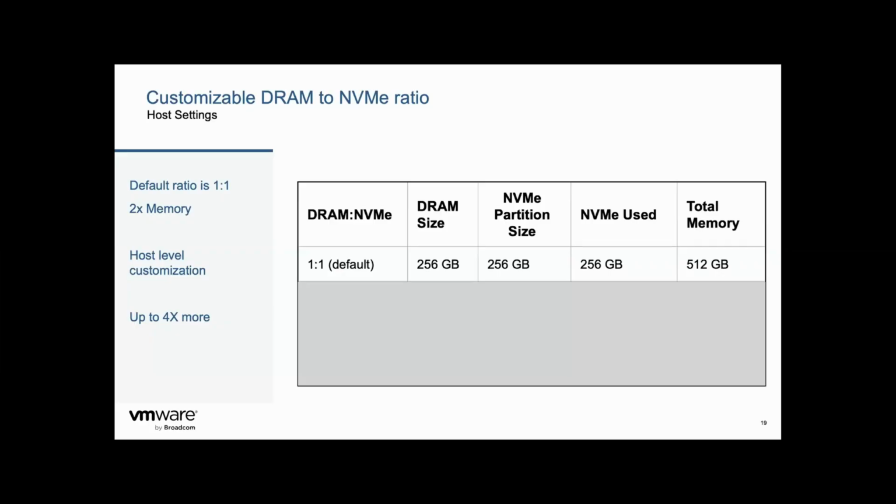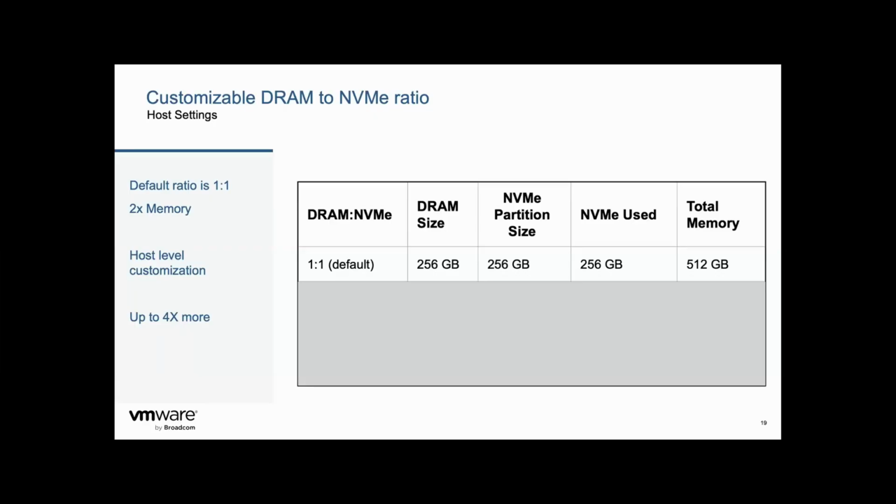Initially, we came out with memory tiering back in vSphere 8.0U3 as tech preview. So you could still go out and play, test it out, call it the beta. And the ratio was 4:1, meaning that you had 4 parts DRAM, 1 part NVMe, which translates to only about a 25% increase in memory. Now in VCF 9.0, the default ratio is 1:1, which gives you at least twice as much memory as you started with.